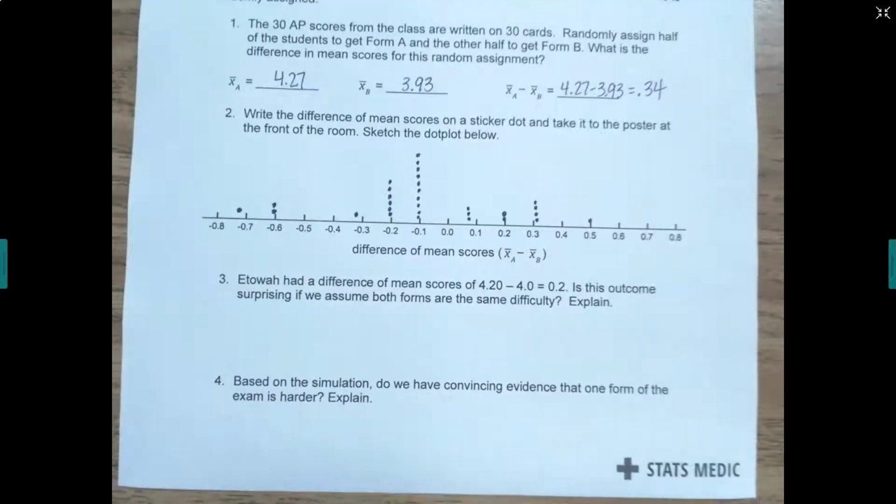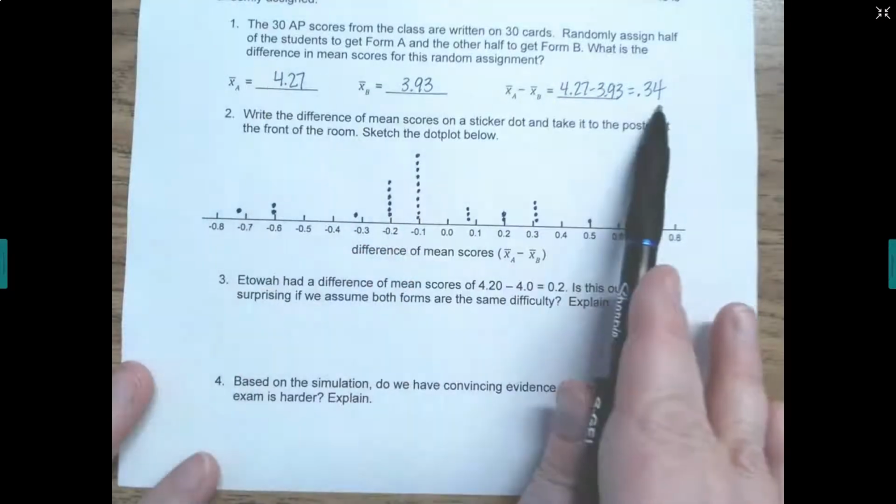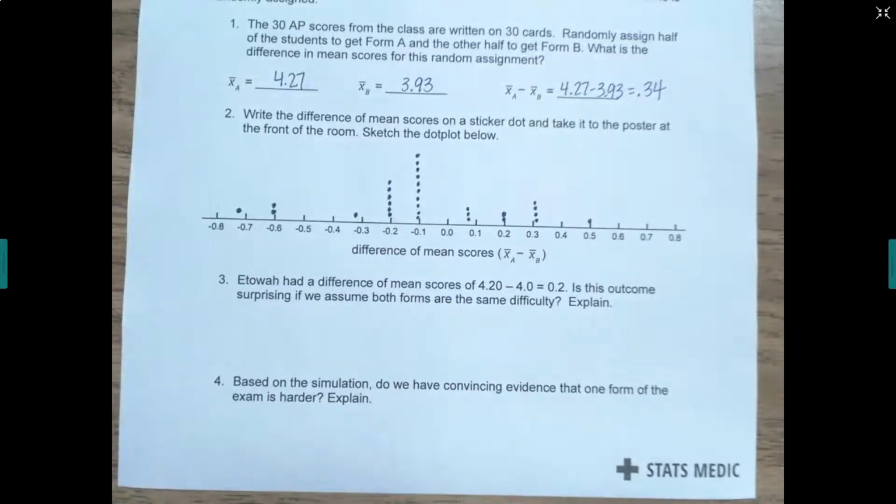All right, so here is our dot plot. Make sure you pause the video so you can copy this down. Up here was an example of one difference. I did this 30 times, and this was our dot plot that resulted from it. So copy this down and come on back.